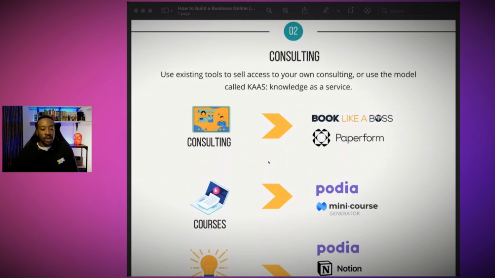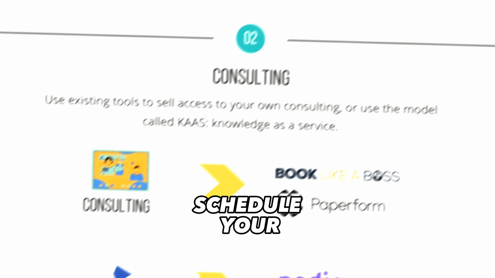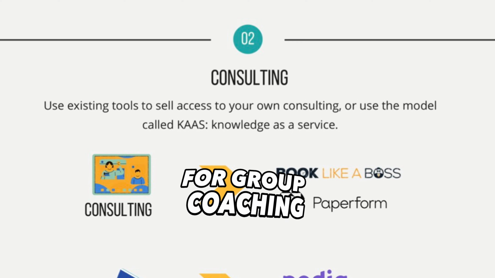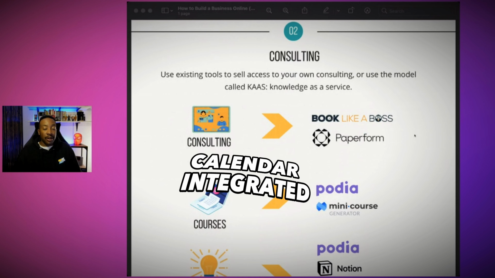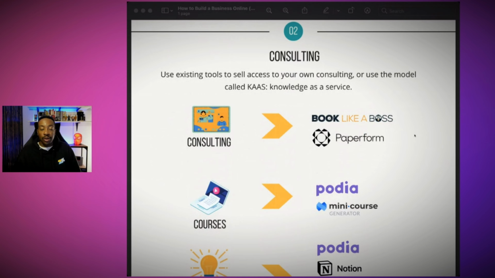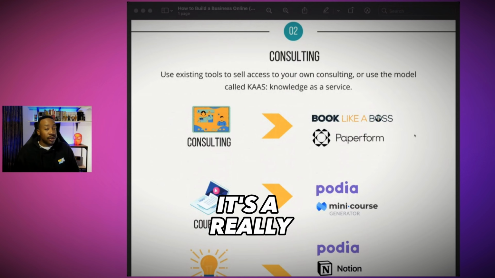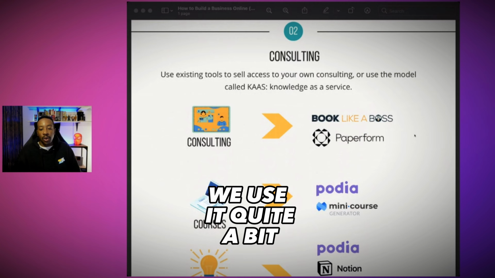Number two, consulting. If I'm looking at consulting, Book Like a Boss or Paperform is great for you. Book Like a Boss allows you to schedule your different clients for group coaching or one-on-ones. You can do coupons. You can have your calendar integrated. It can integrate with Zoom, make it so simple. It's a really good experience. We use it quite a bit.